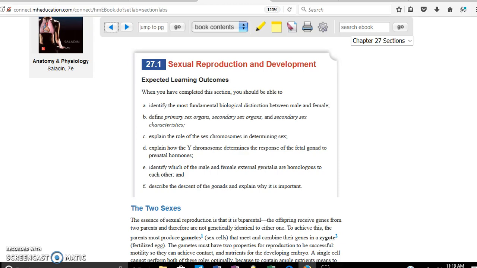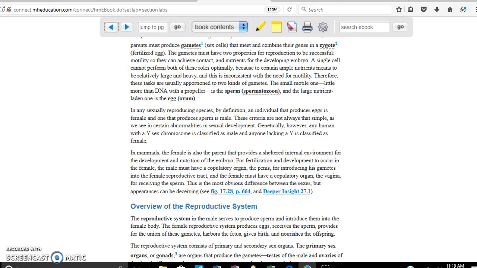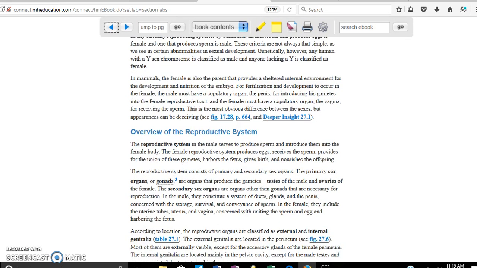Okay, this chapter is the male reproductive system. We're going to look at sexual reproduction and development. It says in there we have two sexes. Obviously, in the case of humans, there's males and females. And the next topic is the overview of the reproductive system.